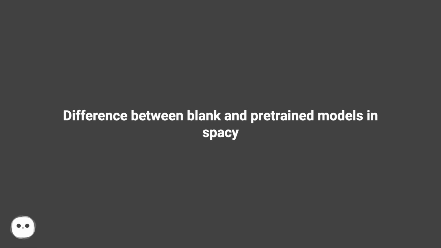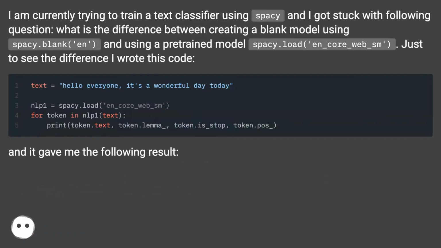Difference between blank and pre-trained models in spaCy. I am currently trying to train a text classifier using spaCy, and I got stuck with the following question: what is the difference between creating a blank model using spacy.blank("en") and using a pre-trained model, spacy.load("en_core_web_sm")? Just to see the difference, I wrote this code, and it gave me the following result.